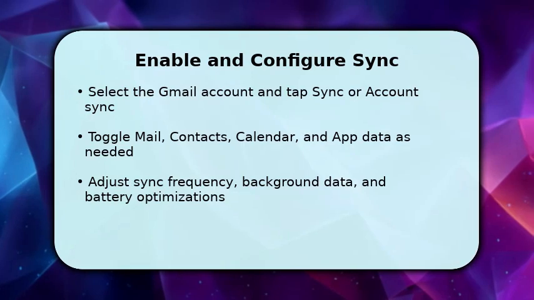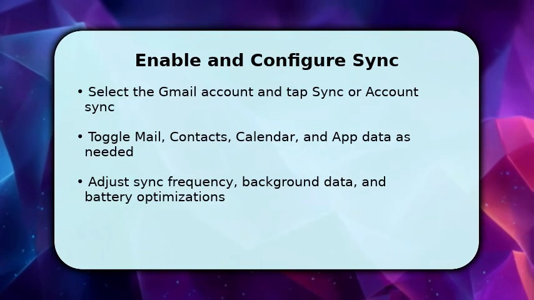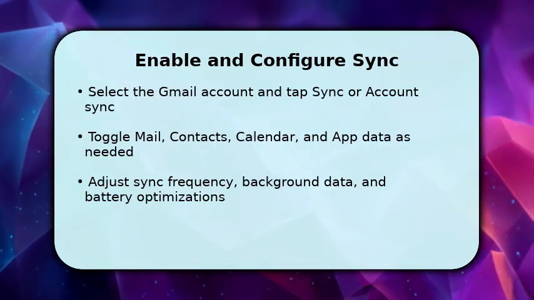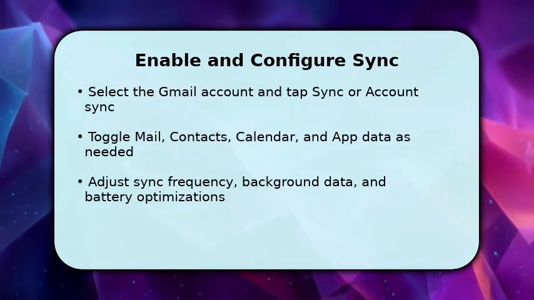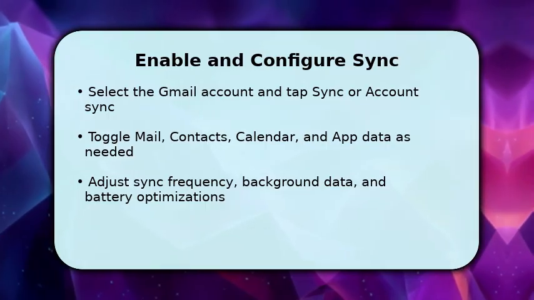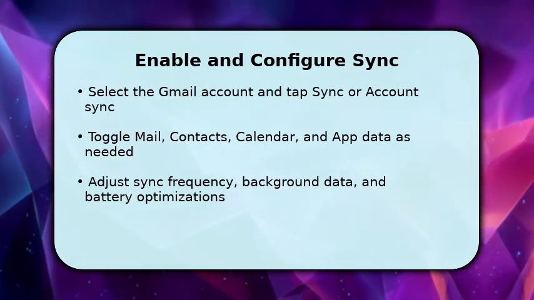Next, select the specific Gmail account and choose Account Sync. You do this so the server and device exchange data. Turn on Mail, Contacts, Calendar, and any app data you need, because each toggle determines what syncs.